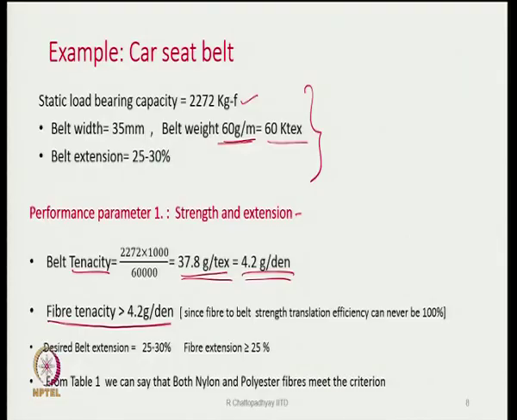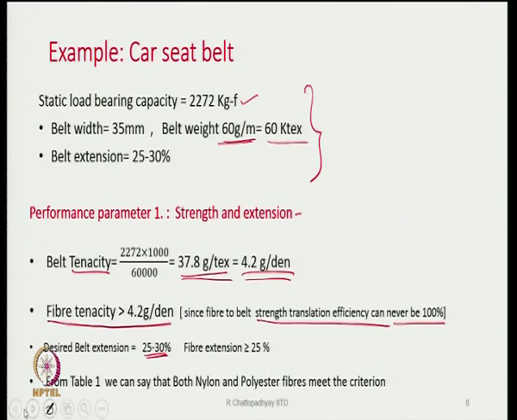And now, we can try to find out whether we really have a fiber which has a tenacity value greater than this. It should not be equal to or less than this. It has to be always more than this, because the strength translation efficiency from the fiber or the filament to the belt can never be 100%. Therefore, it is better that you go for a tenacity value which is more than 4.2. Similarly, the belt extension should be around 25 to 30%. That means the fiber extension also has to be close to this, not less than this.